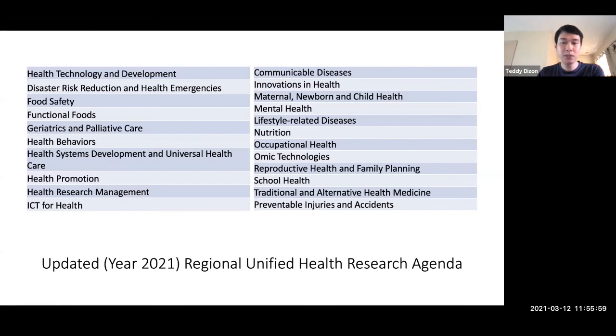Let's proceed with the second poll for the collaborative. So I'll read again. So for the collaborative criteria, 1 is health promotion. Next, health research management, ICT for health, communicable diseases, innovations in health, maternal and newborn child health, mental health, and lifestyle-related diseases. Do you think it is highly collaborative when we execute or conduct researches?